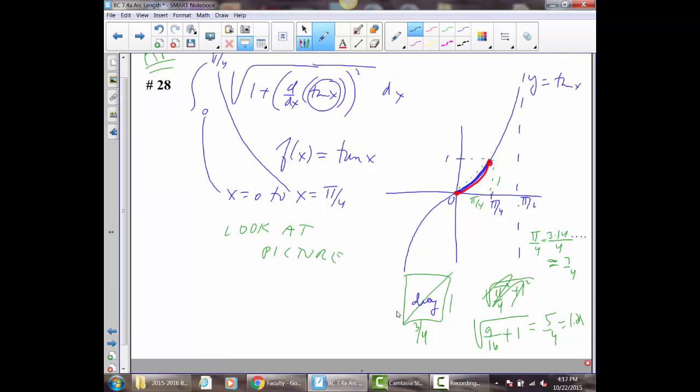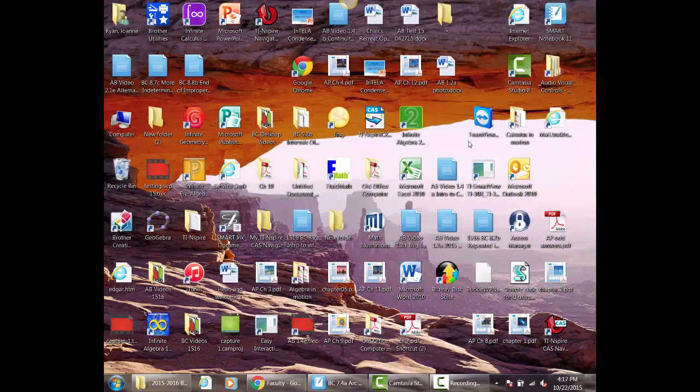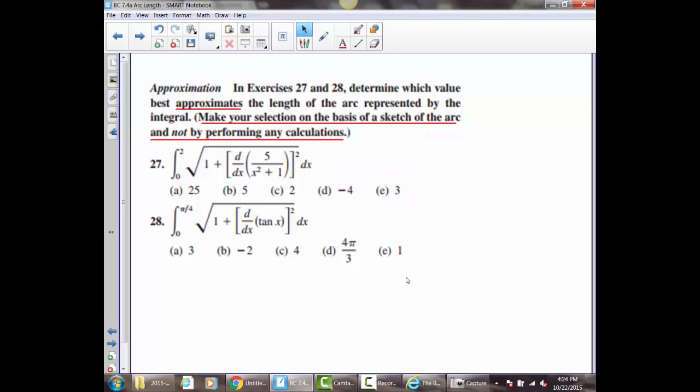Now, we do actually need to look at the question for this so you can see what's going on. This is number 28 of 7.4. I'm going to pause this while I find it. Okay, so we're back. So numbers 27 and 28, it says determine which value best approximates the length of the arc represented by the integral. And it actually goes on to tell you make your selection on the basis of a sketch of the arc and not by performing any calculations. Because you wouldn't be able to integrate them anyways by hand.